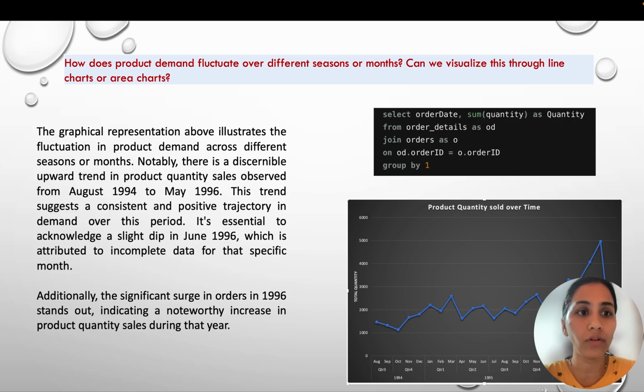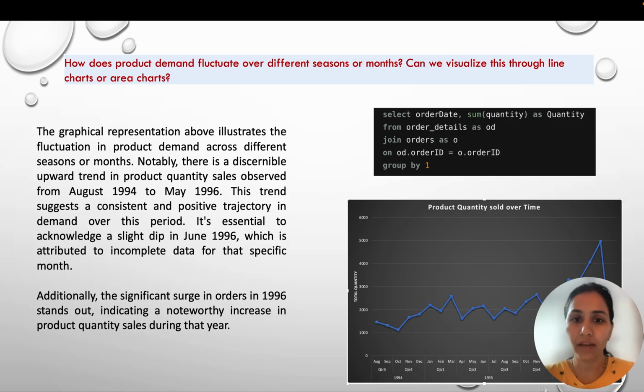The next question is, how does product demand fluctuate over different seasons or months? Can we visualize this through a line chart or area chart? For this one, for the data set, I have taken the order date and the sum of quantities from the order details, joined the orders, and grouped by one. I created a line chart and plotted the years on the x-axis and the total quantity on the y-axis.